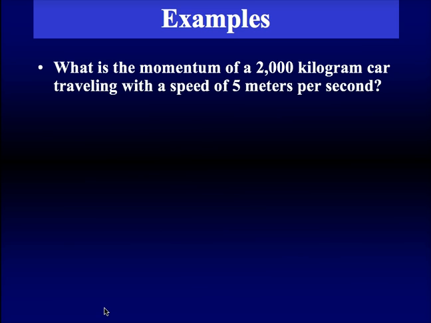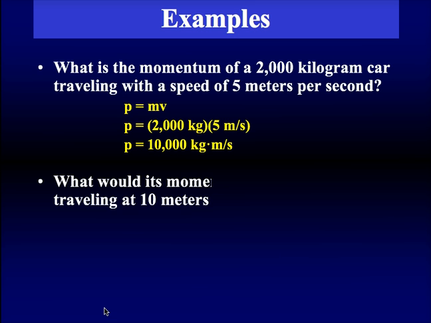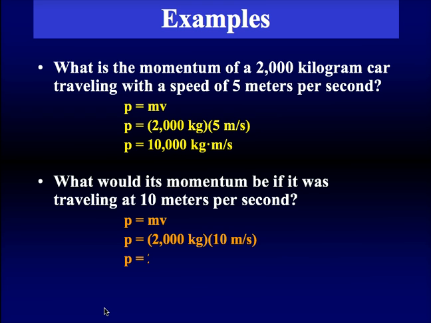So let's try a problem. What's the momentum of a 2,000 kilogram car traveling with a speed of 5 meters per second? Okay, P equals mv, 2,000 times 5, 10,000 kilogram meters per second. What would be its momentum if it was traveling at 10 meters per second? So we're doubling the velocity. What do you think happens to the momentum? Of course, we double the momentum. It's directly related to the velocity, directly related to the mass.